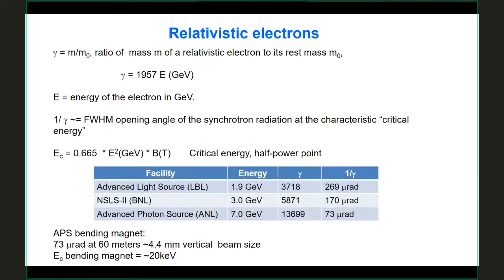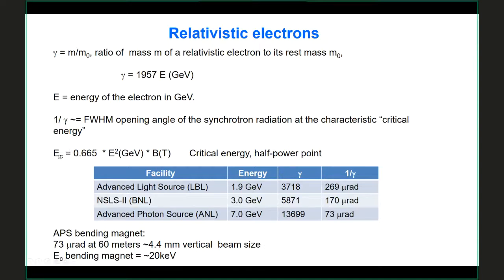So synchrotron radiation is emitted by relativistic electrons, traveling very close to the speed of light. One dimensionless measure of that is this figure called gamma, which is the ratio of the relativistic mass of the electron to its rest mass. And that can be calculated as 1957 times the energy of the machine in billion electron volts. And the APS, as I said, is a 7 billion electron volt machine. This value gamma is important because 1 over gamma is approximately equal to the full width half max opening angle of the synchrotron radiation at some characteristic critical energy.